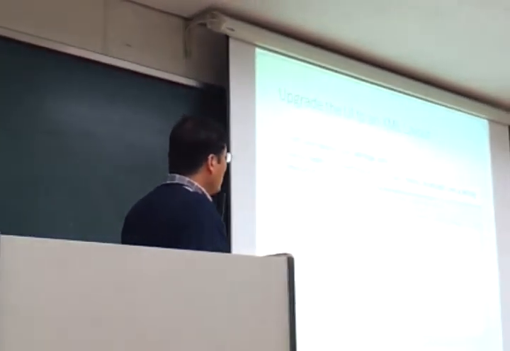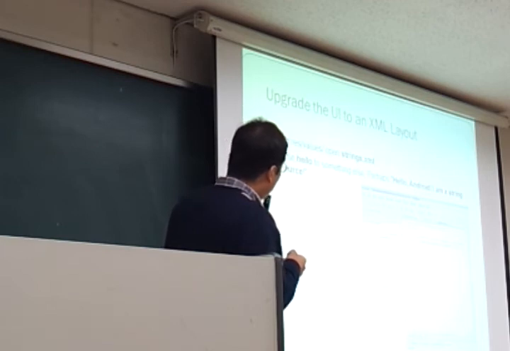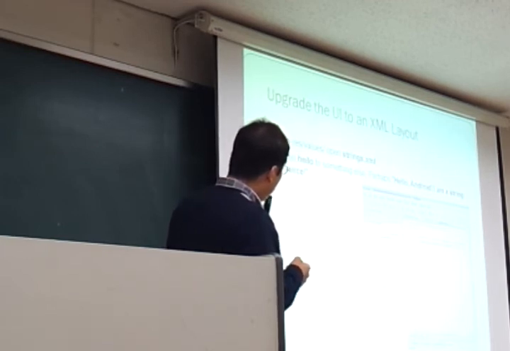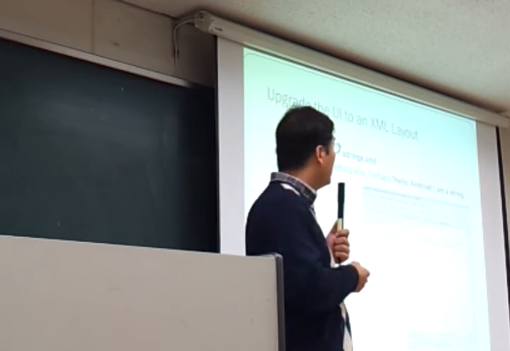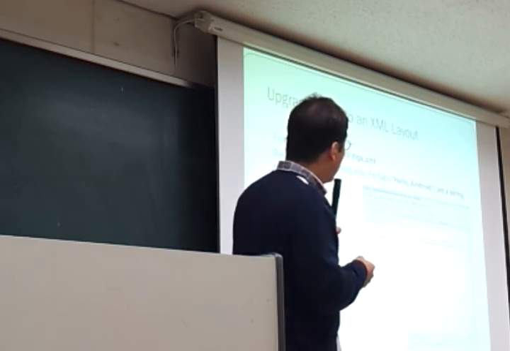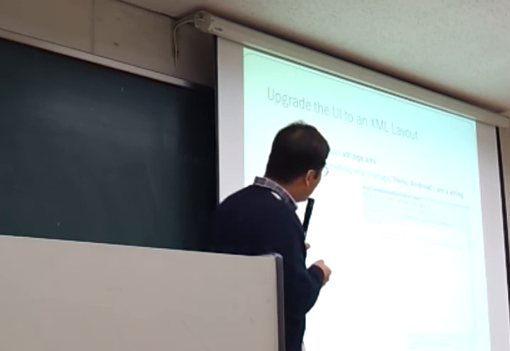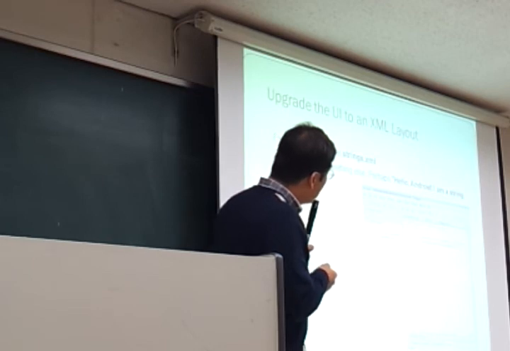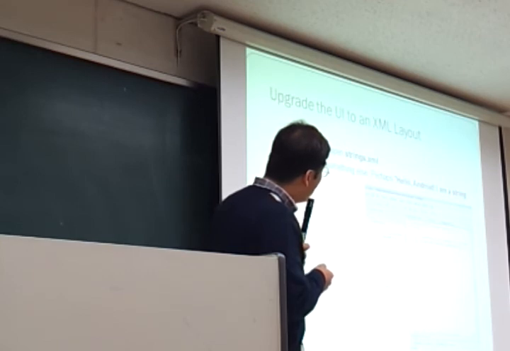But if you want to change the string content, where you go is resource. Under resource there's values, and there's a strings.xml file. So if you open that strings.xml file, it has all the content for your strings. For your string hello, this is the content: Hello Android, I am a string. String name, application name, hello Android.